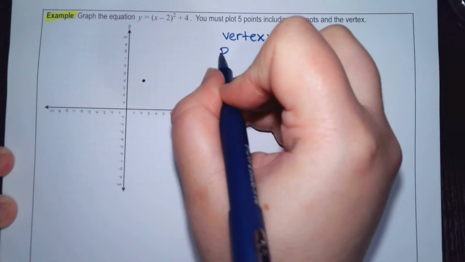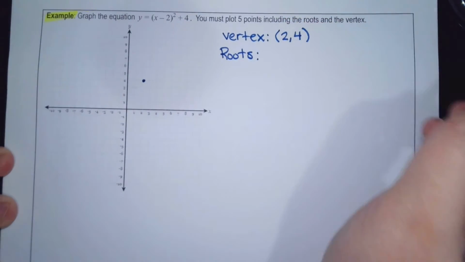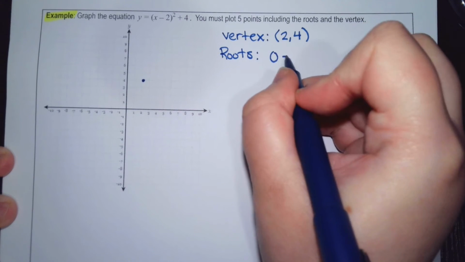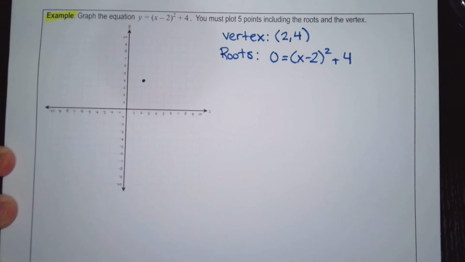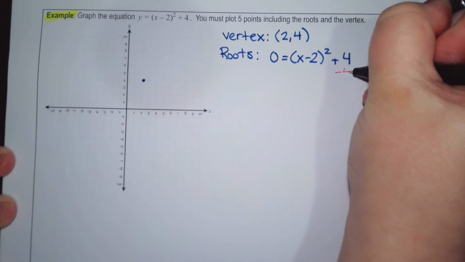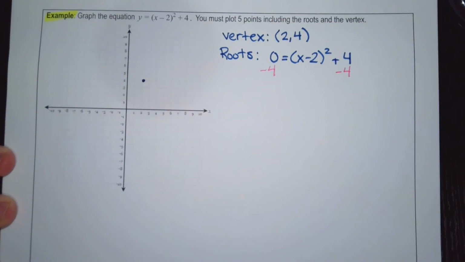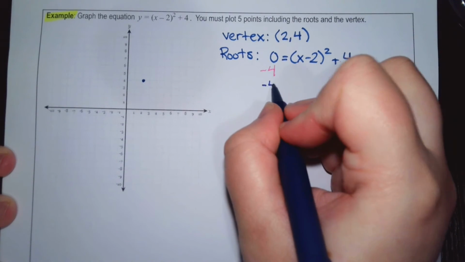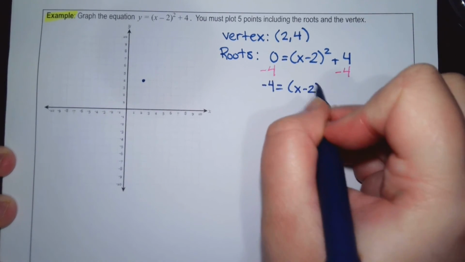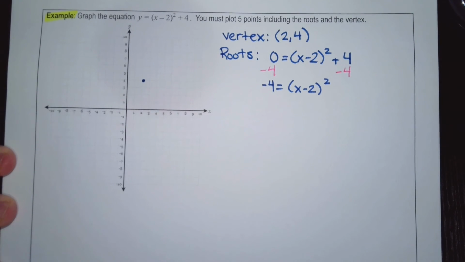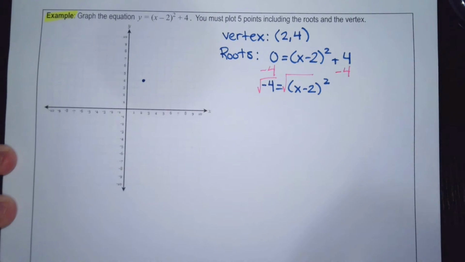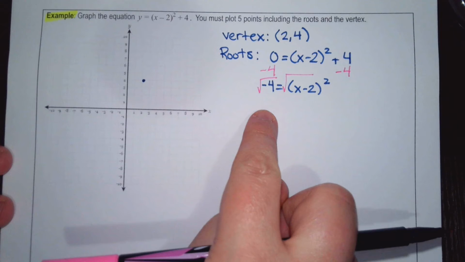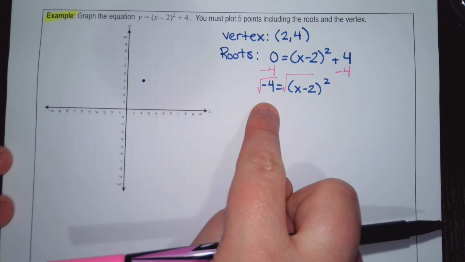All right, time for our roots, also known as our x-intercepts. Plug 0 into y and solve for x. So the first thing I'm going to do is subtract 4 from both sides. So negative 4 is equal to (x minus 2) squared. Nothing for me to divide, so we just hop straight to taking the square root. But if you notice, it's the square root of negative 4.